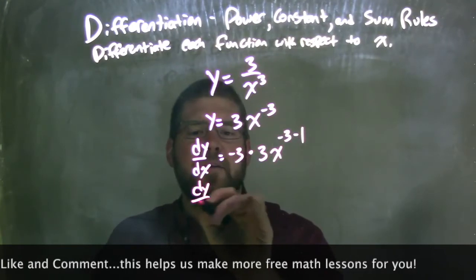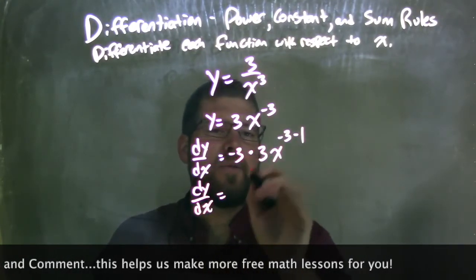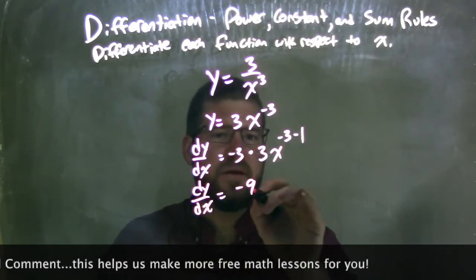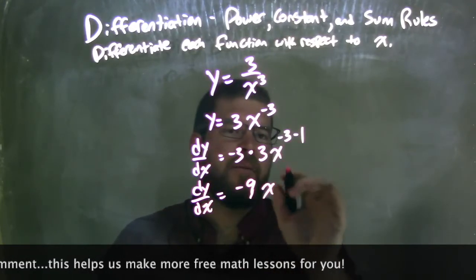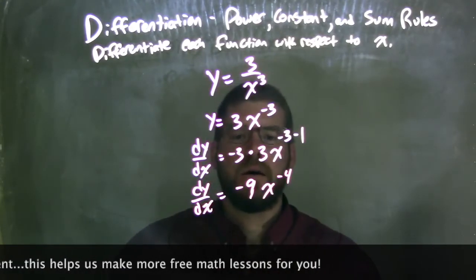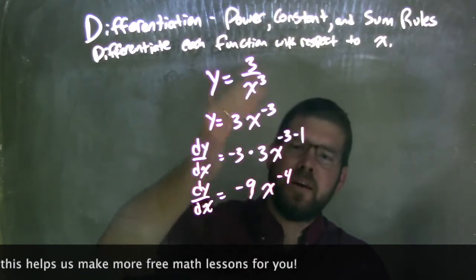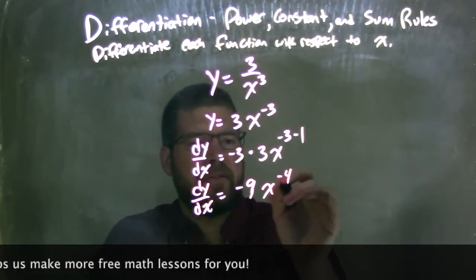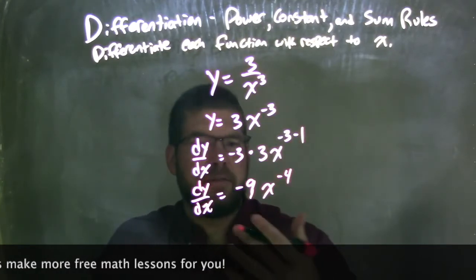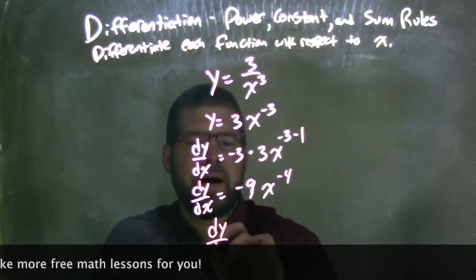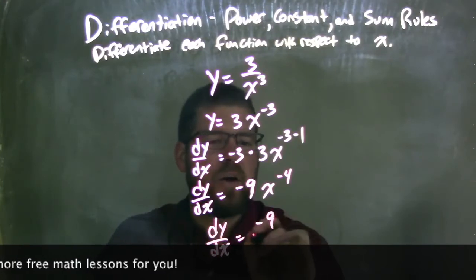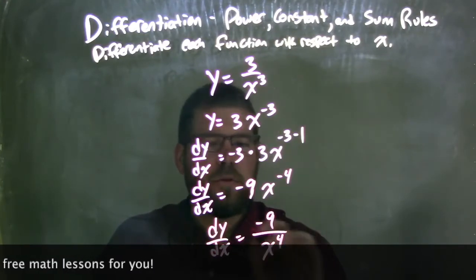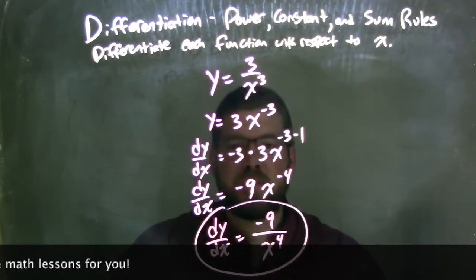So dy dx is equal to negative 3 times 3, which is negative 9, x to the negative 3 minus 1, which is the negative 4 power. Now, again, I would rewrite it to have a positive exponent. So the x to the negative 4th, I put that in the denominator, making x to the positive 4th. So our final answer is dy dx is negative 9 over x to the positive 4th power. And there we go. Okay.